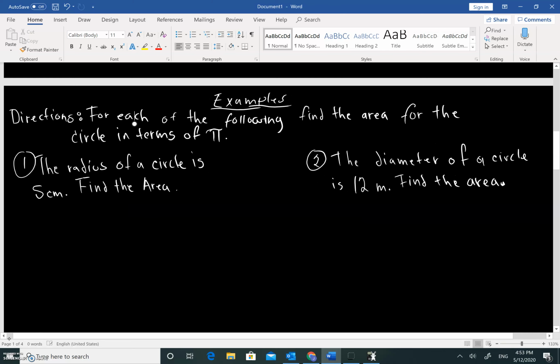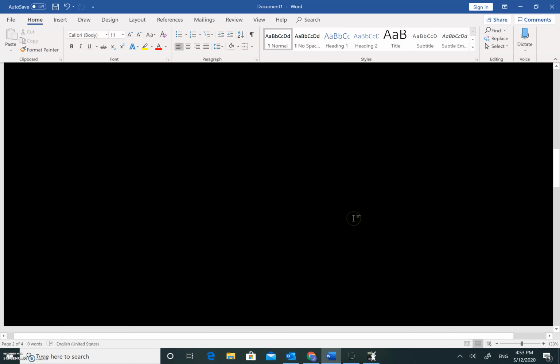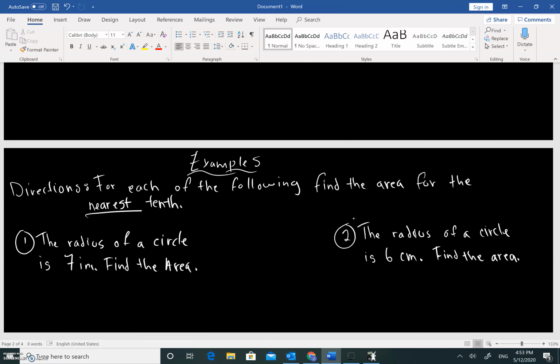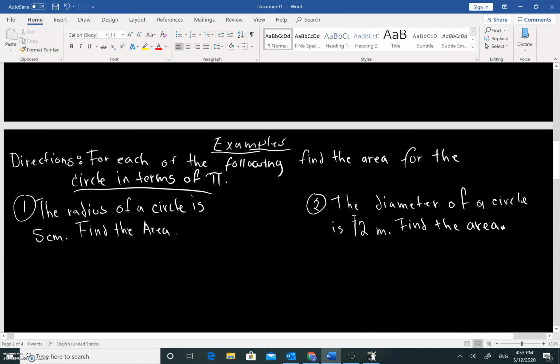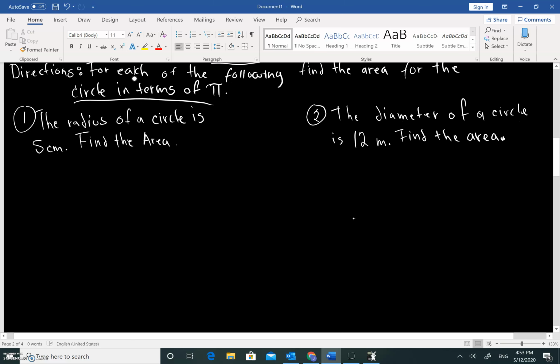Now, similar to our last lesson where we covered circumference, we are going to divide our lesson into 2 different parts. The first part is going to be when they ask you to find the area in terms of pi, and then the second part is going to be when they ask you to find the area to the nearest tenth. So for number 1, the radius of a circle is 5 centimeters.